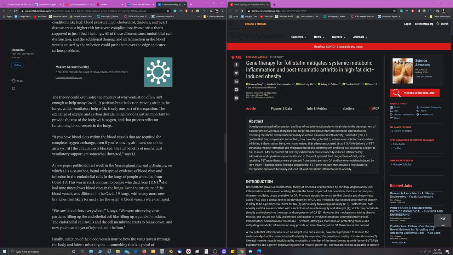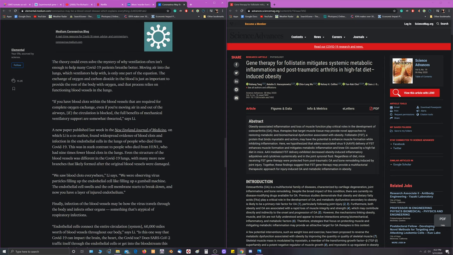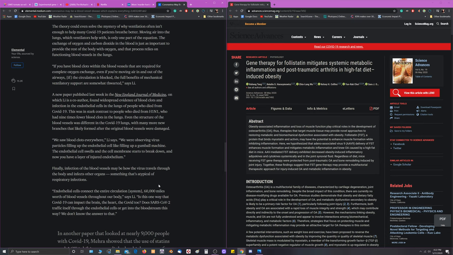A new paper published last week in the New England Journal of Medicine, on which Lee is a co-author, found widespread evidence of blood clots and infection in the endothelial cells in the lungs of people who died from COVID-19. This was in stark contrast to people who died from H1N1, who had 9 times fewer blood clots in the lungs. Even the structure of the new blood vessels was different from in the COVID-19 lungs, with many more new branches that likely formed after the original blood vessels were damaged. We saw blood clots everywhere, Lee said.